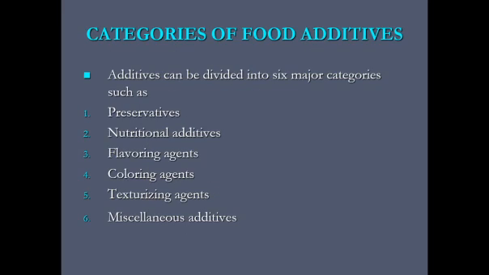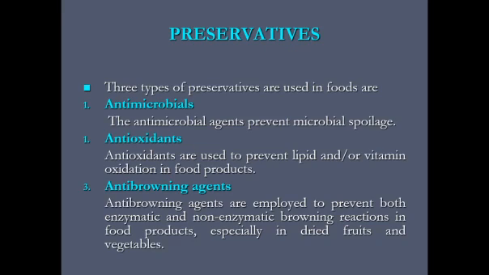These food additives are categorized. Additives can be divided into 6 major categories such as preservatives, nutritional additives, flavoring agents, coloring agents, texturizing agents, and miscellaneous. Three types of preservatives used in foods: the first one is antimicrobial. The antimicrobial agents prevent microbial spoilage.